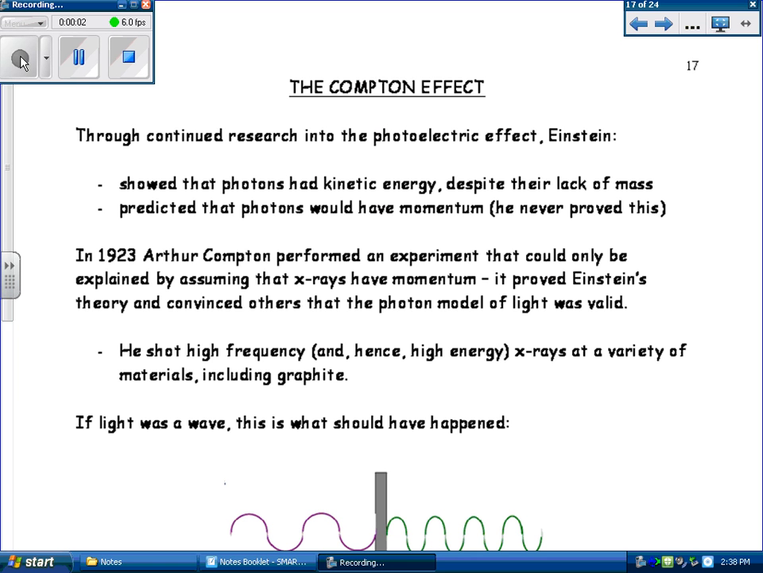Okay, this is the last lesson in the quantum model of light unit, and you should have a little bit of understanding of this just from doing the reading at the beginning of the class. This is called the Compton effect. And the Compton effect came out of people who continued to do research into the photoelectric effect.